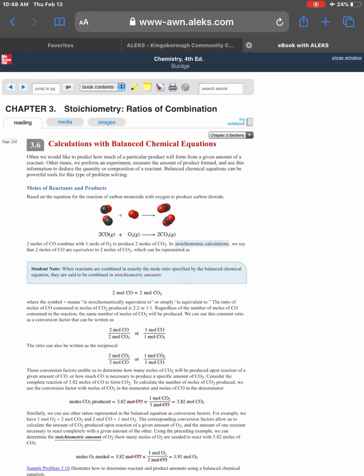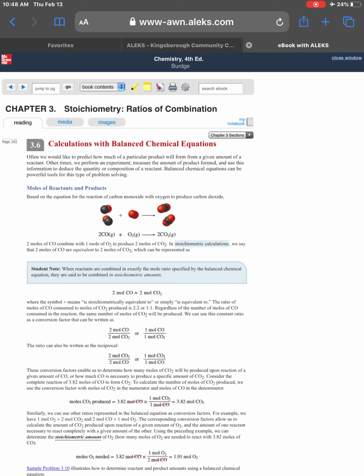In section 3.6, calculations with balanced chemical equations, we're going to take a look at a fundamental type of calculation done in chemistry. It's a powerful tool that we can use to make predictions and to efficiently produce chemicals that we want to. So we're going to take a look at an example here. Moles of reactants and products using a reaction of carbon monoxide with molecular oxygen to form carbon dioxide.